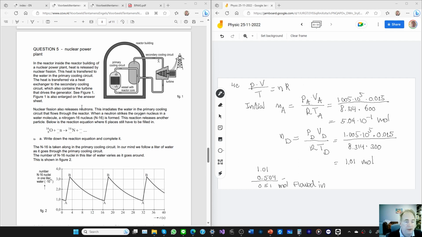Nuclear fission also releases neutrons. This irradiates the water in the primary cooling circuit that flows through the reactor. When a neutron strikes the oxygen nucleus in a water molecule, a nitrogen-16 nucleus N16 is formed. This reaction releases another particle. Below the reaction equation, 6 places still have to be filled in. So it is in this area here where these nitrogen-16 nuclei are formed. Write down the reaction equation and complete it.